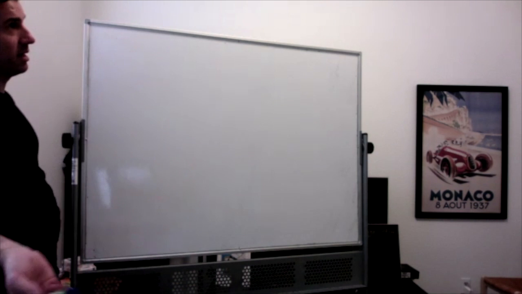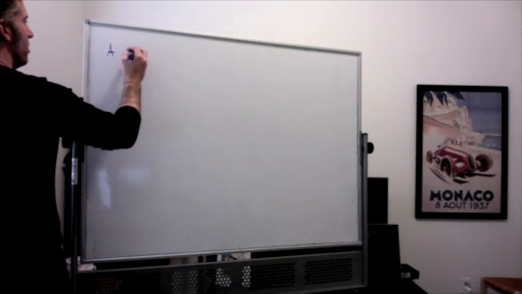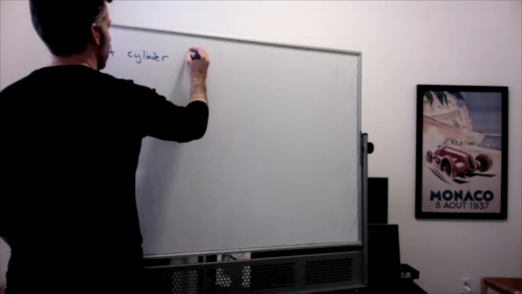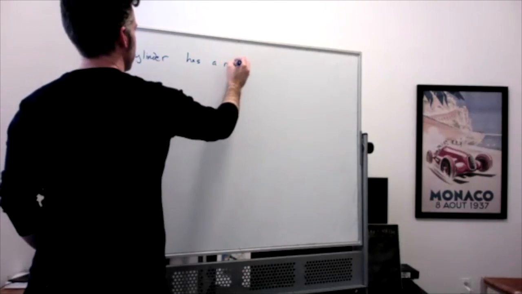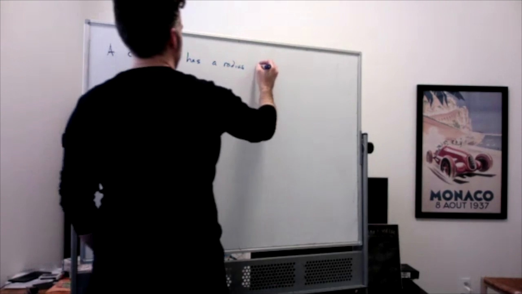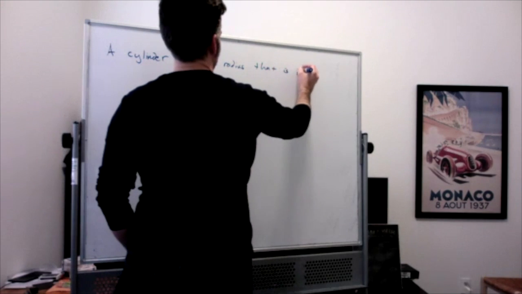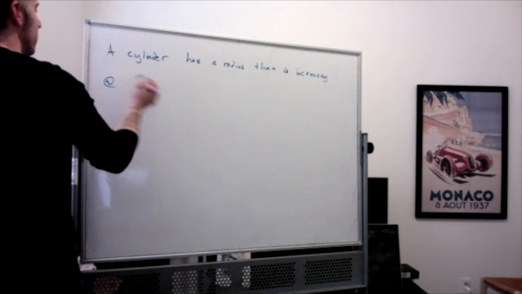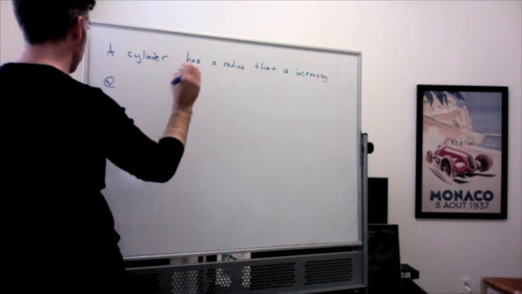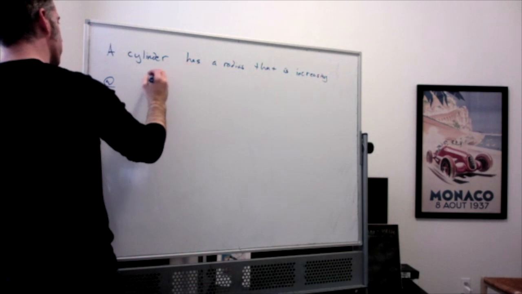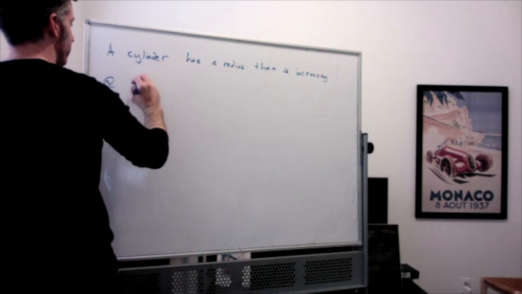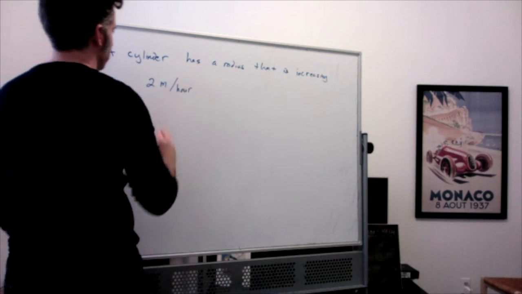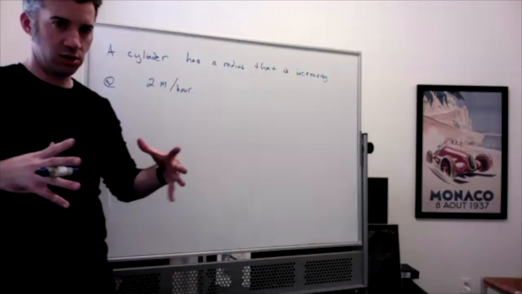I'm going to say it this way. A cylinder is expanding, has a radius that is increasing at, let's say, I don't know, some ludicrous number like 2 meters per hour. It's getting very big, right?